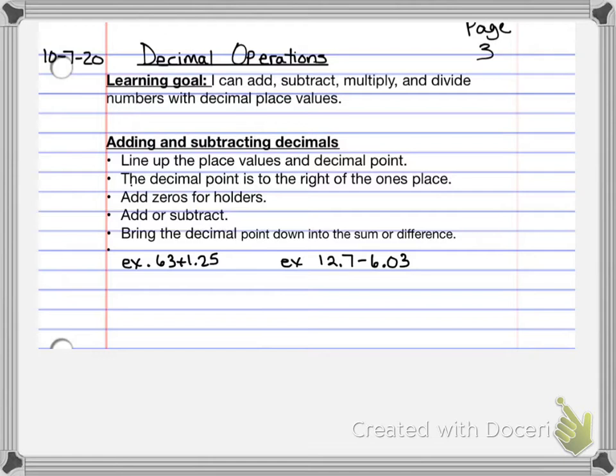All right, so let's go through two examples. We have 63 plus 1 and 25 hundredths. The 3 in 63 is in the ones place. And the 1 in 1 and 25 hundredths is also in the ones place. So we're going to line both of those numbers up one below the other. And there is a decimal point to the right of the ones place in 63. So I'm going to add that in. I'm going to put some placeholders in the tenths and hundredths place, and then we're going to add. So we end up with the digits 6, 4, 2, and 5. Our decimal point comes straight down into the sum.